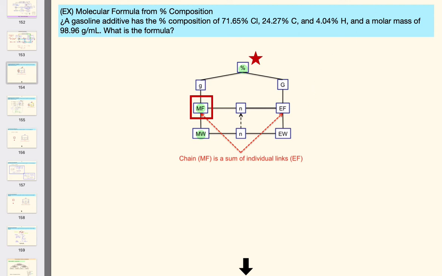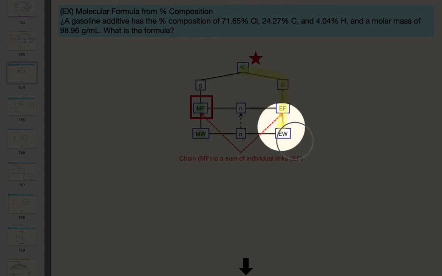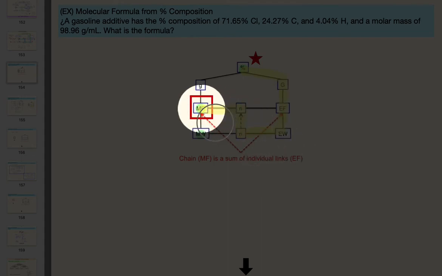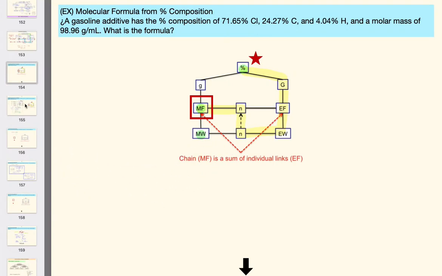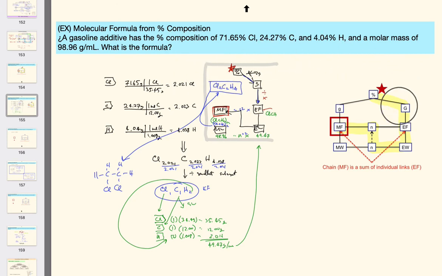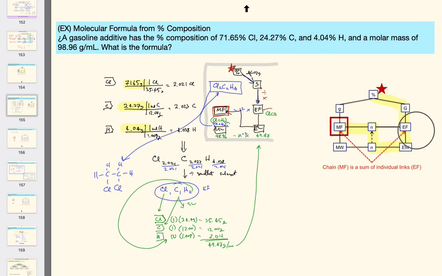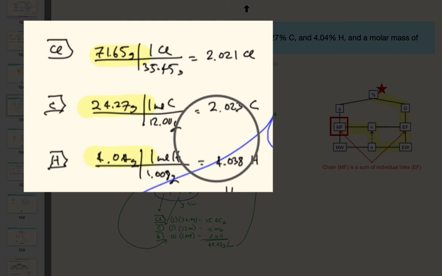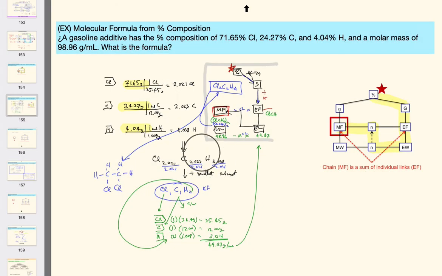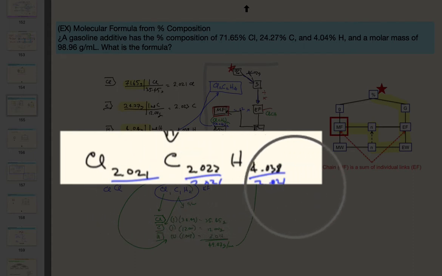And once you have this framework, as before, you can map out what you need to do to get from the starting point to the answer. For this particular problem, let me walk you through it. The first thing is to go from percents to grams. You know the trick there. You just change the percent sign to a G for each of your components. And then to convert grams to empirical formula, the first thing you have to do, of course, for each of those is convert grams to moles using molar mass. Now we have to convert our formula using those ratios: chlorine 2.021, carbon 2.023, hydrogen 4.038.